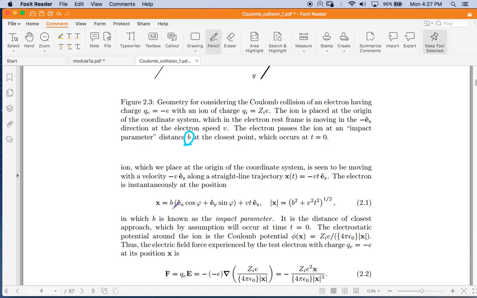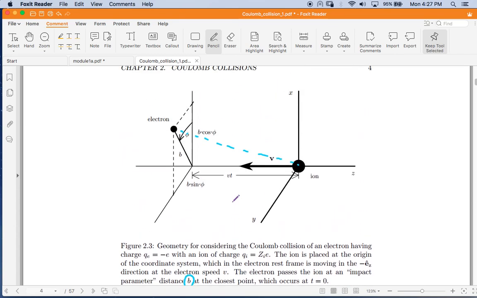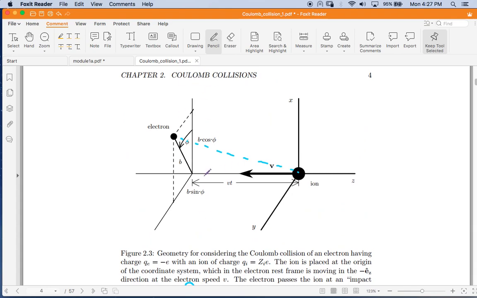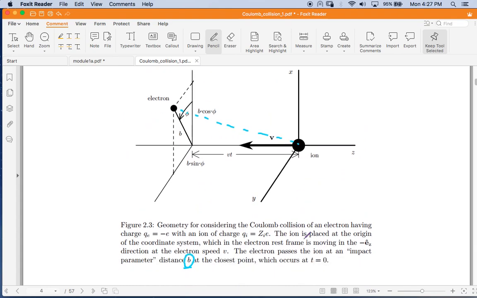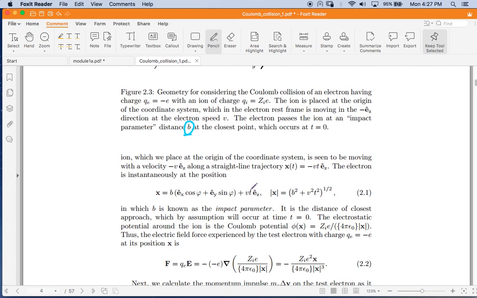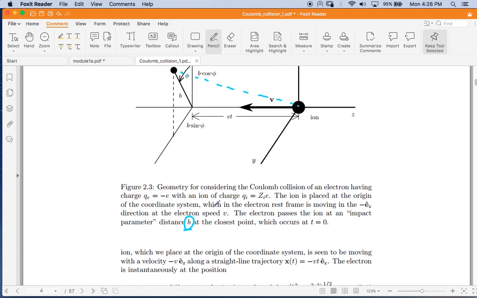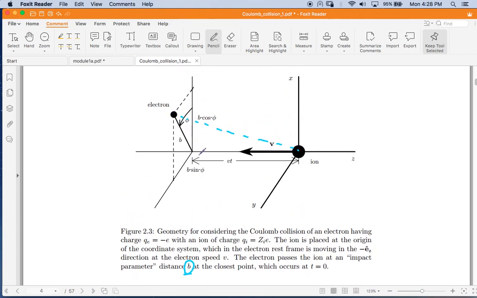Instantaneously, the electron is at the position x equals b plus vt. So this ex cosine phi plus ey sine phi is simply this guy, but you need to add the vt to it, and so with a z hat, right? And just from this, you can immediately write down the magnitude of x as this, where b is known as the impact parameter, and this is the geometrical meaning of the impact parameter, the distance of closest approach.